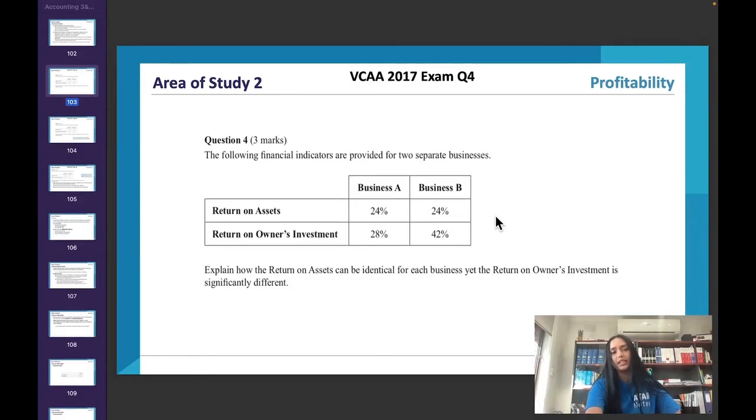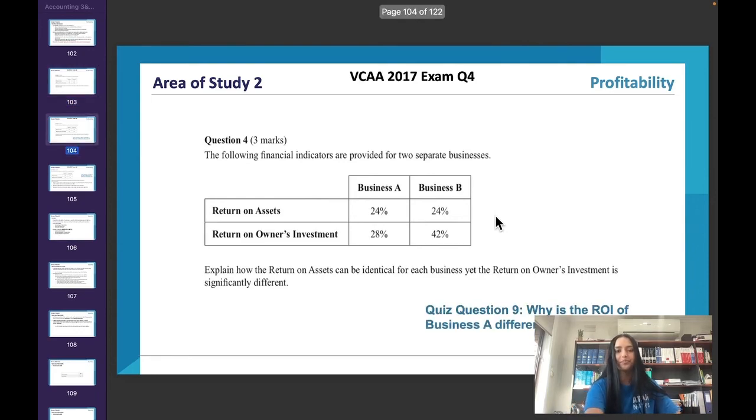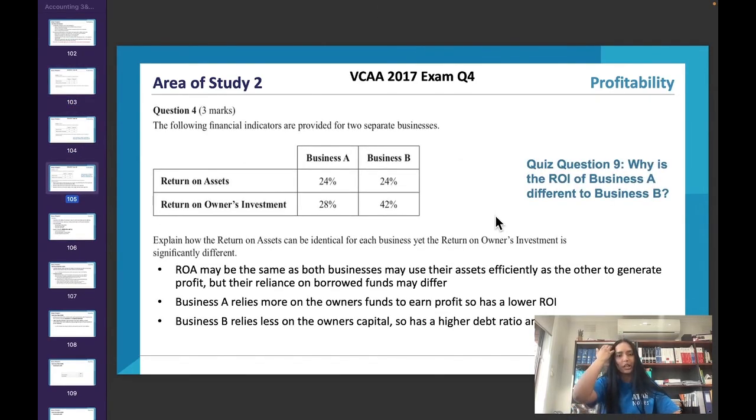So we have two businesses here. They have the exact same return on assets, but they have very different return on owner's investment. And basically, how can this happen? Return on assets might be the same because both businesses effectively use their assets to generate profit, but the business's reliance on liabilities might be different. So business A relies more on owner's capital, so they have a lower return on investment, and business B relies more on liabilities and less on owner's capital, and so they have a higher debt ratio and a higher return on investment.